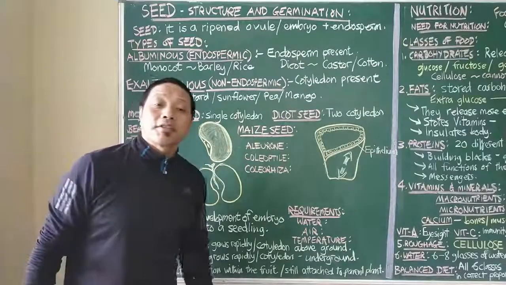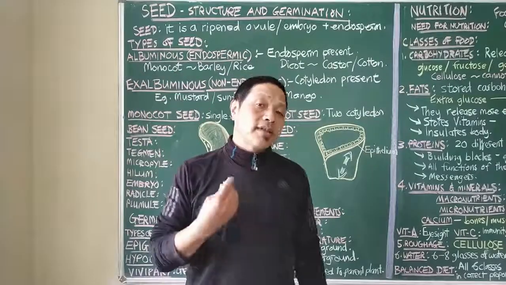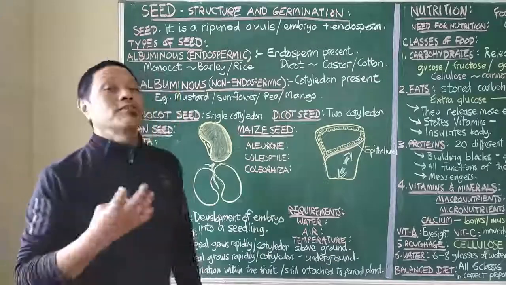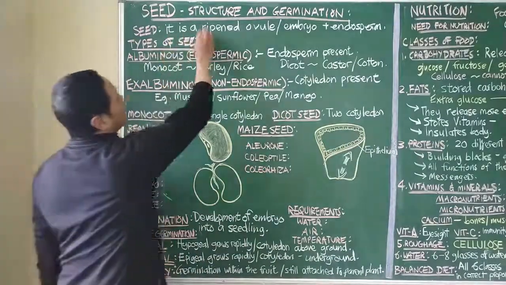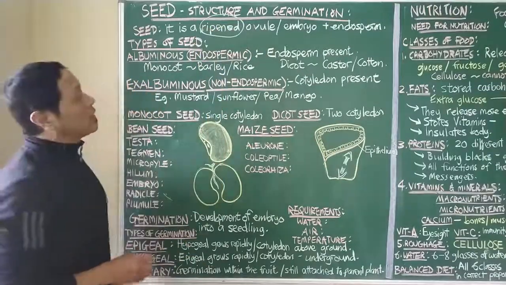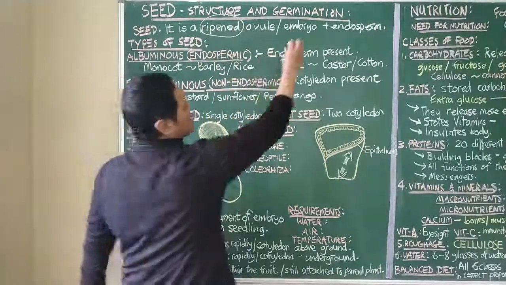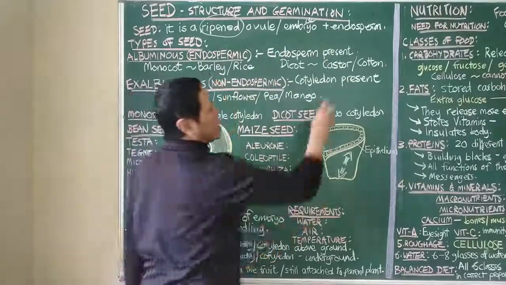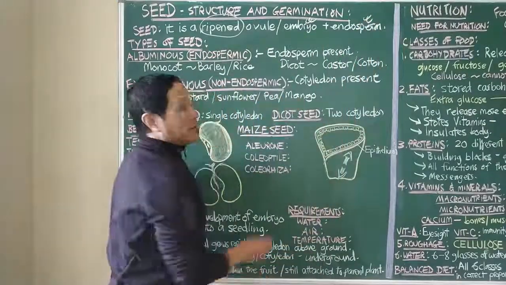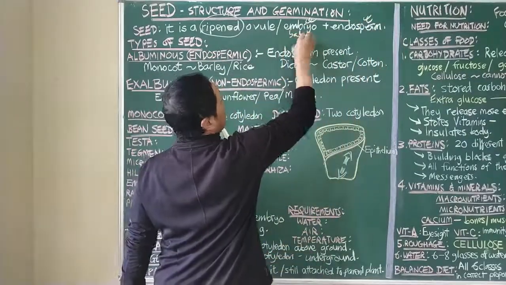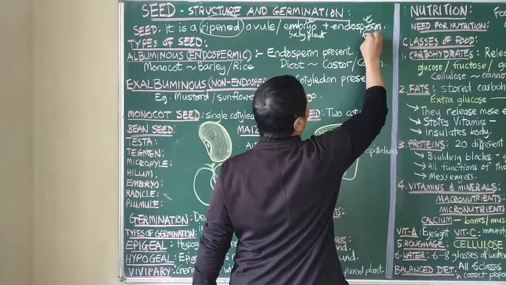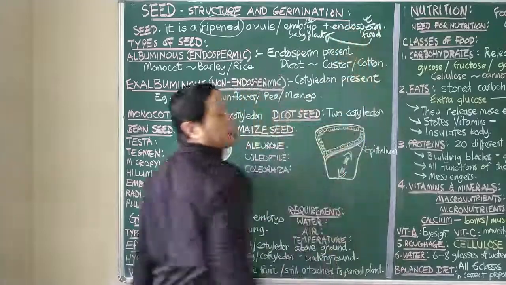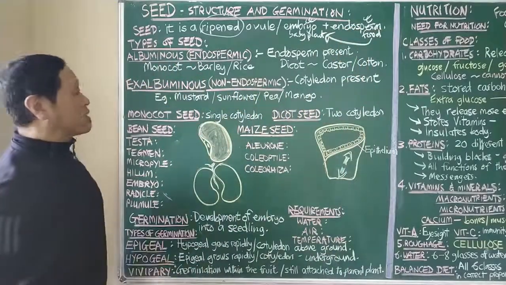We will discuss seed, germination and its structure. Okay, seed structure and germination. What is a seed? A seed is a ripened ovule, and a seed contains an embryo and the endosperm. Embryo is the actual baby plant, whereas the endosperm is the food which is stored for the embryo. So that is basically what a seed is.